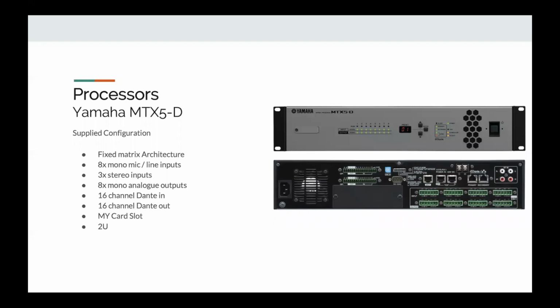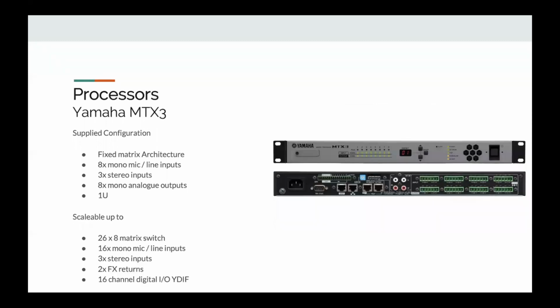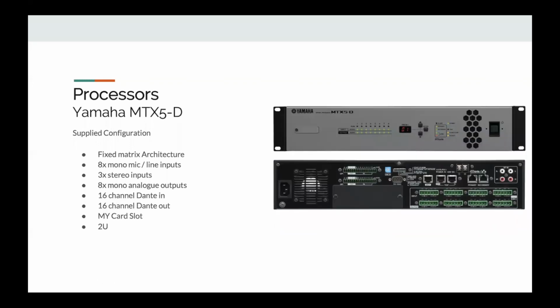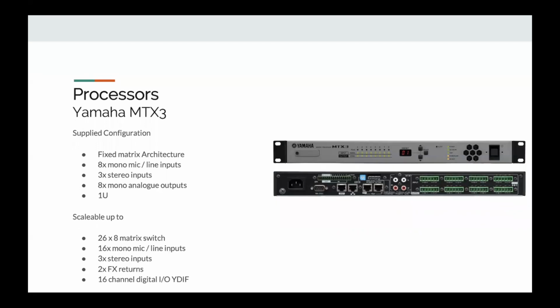Moving up, we introduced the MTX 5D, and the big difference between the 5D and the MTX3, as you can probably see, is that the MTX3 is a 1U product and the 5D is 2U. That's because it has significantly more capabilities, and included in that is inbuilt Dante. So with an MTX3, if you wanted to deploy Dante, you would need to use external Dante devices like the Audinate products to convert from balanced audio over digital back into digital and then into the inputs on the processor.